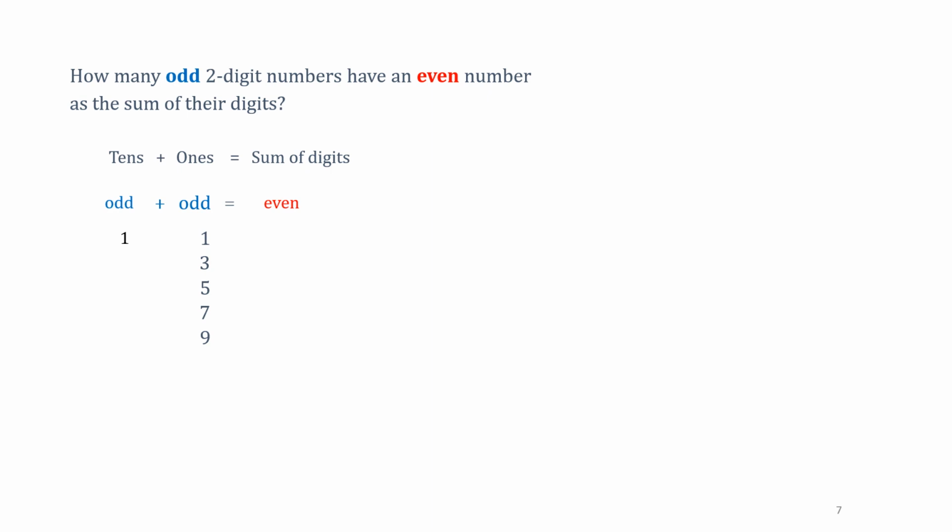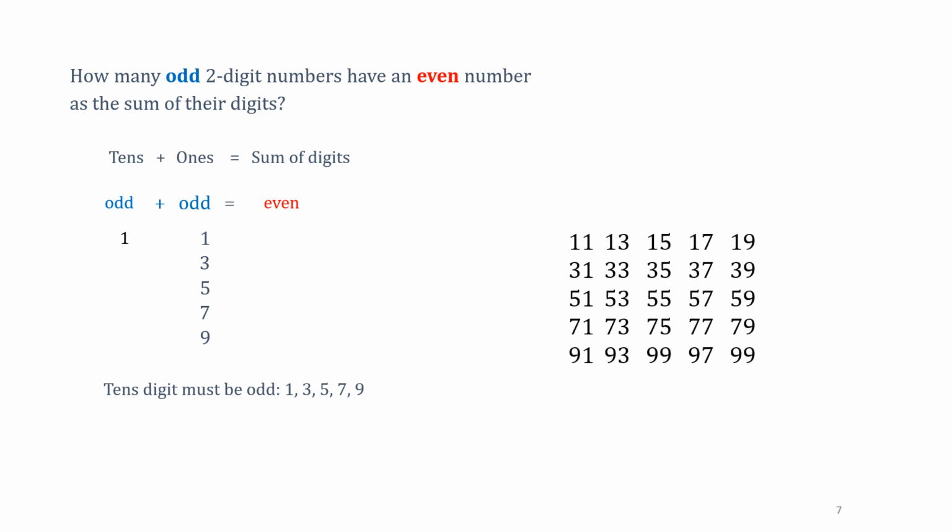The tens can be 1, or 3, or 5, or 7, or 9. If the tens is 1, then it can be 11, 13, 15, 17, 19. It can make 5 numbers starting with 1. Then we can make another 5 numbers starting with 3. Then we can have 5 lots of 5. We can have 25 odd two-digit numbers.